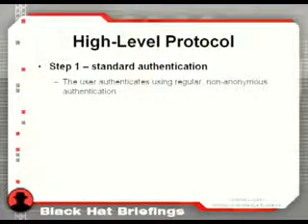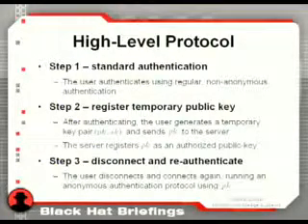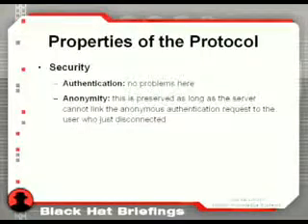The first step is to use standard authentication. So I send my password, or I run my fingerprint, or I use my symmetric key. Once I've authenticated, I now register a public key with the server, and then I disconnect. Then at a later stage, I reconnect using that temporary public key and using the same protocols we've seen beforehand. For authentication, there are no problems. That works fine. For anonymity, it's preserved as long as the server can't link the anonymous authentication taking place later with the user who just disconnected beforehand.